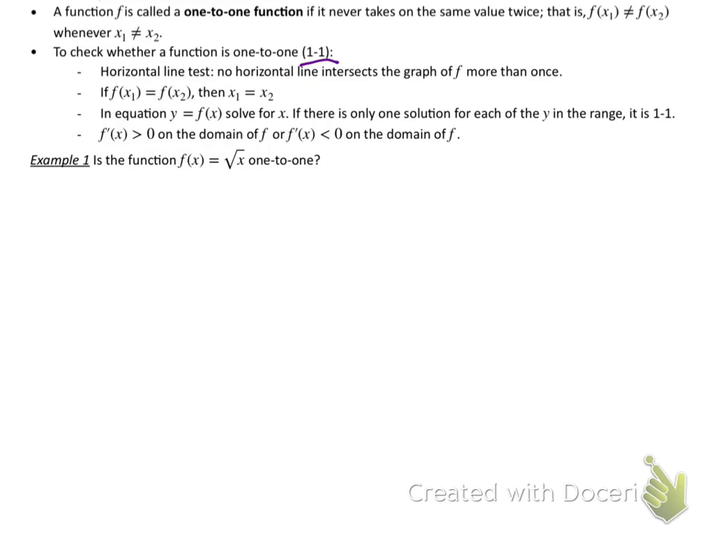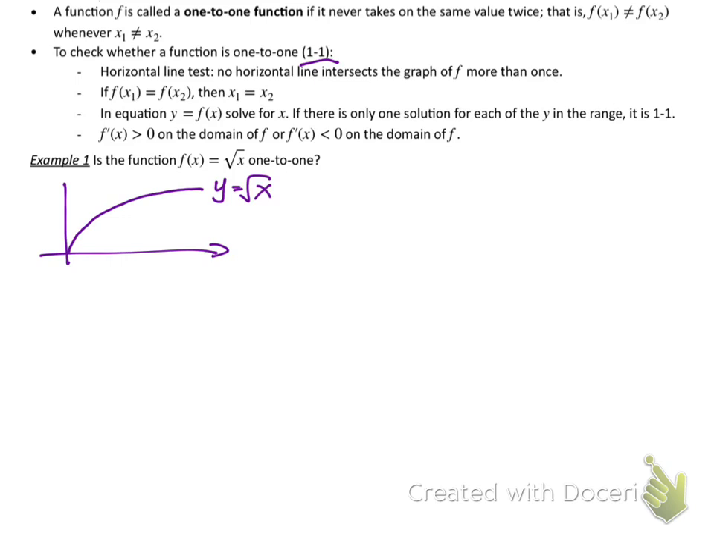So the first way, horizontal line test. To test whether a graph is a function, we use the vertical line test. To test whether the graph represents a one-to-one function, we use the horizontal line test. Of course, here we are talking about x as the independent variable and y as the dependent variable. So square root of x is a half parabola.